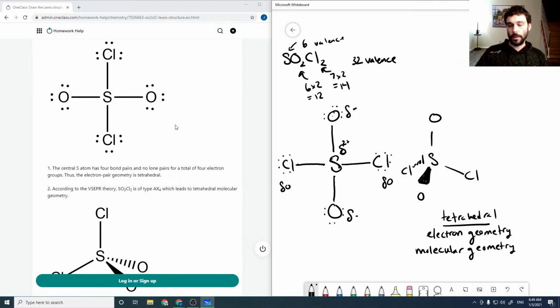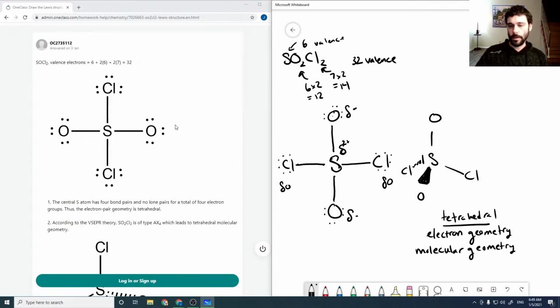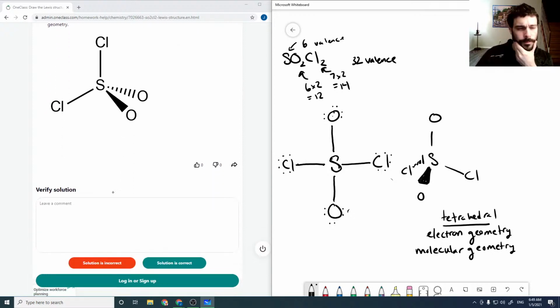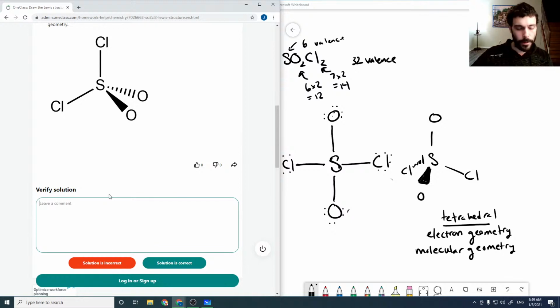It says not to include formal charges, but all I have to do to not include formal charges is just erase them. It's best to check formal charges, and the shape will be tetrahedral. Okay, so this looks good. Solution is correct.